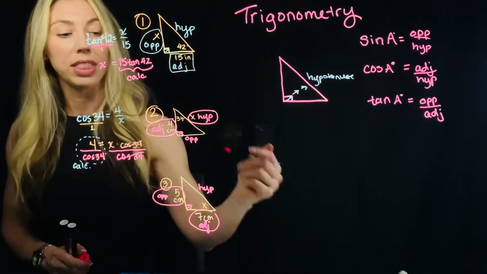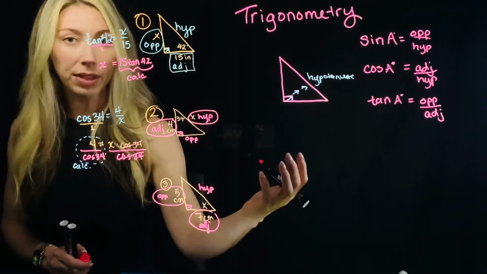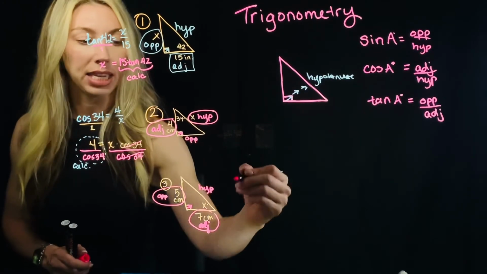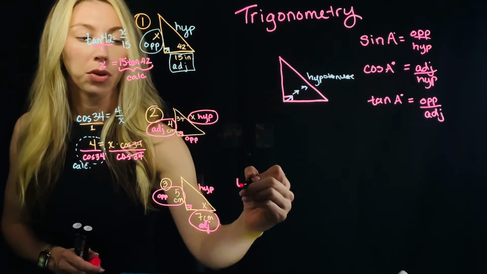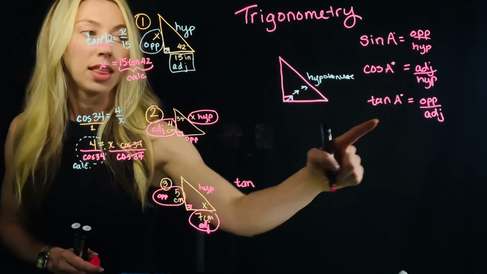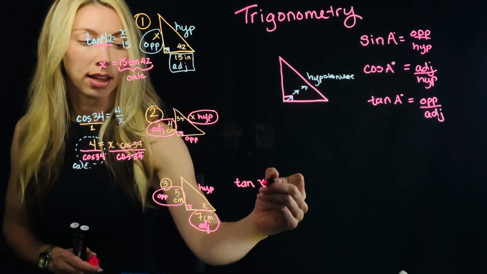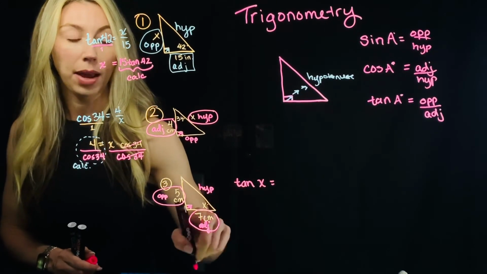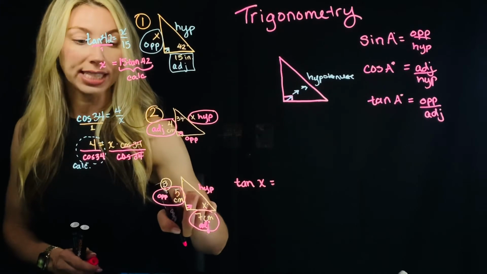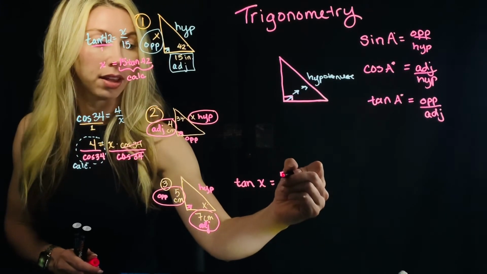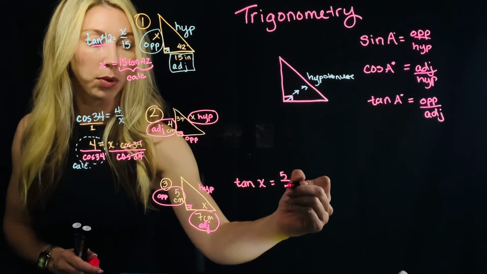So as I work this one out, I'm going to solve it the same way. I'm going to start by setting up the entire equation. So I'm going to write tan. The A is the degrees, which is x in this case. And then I'm going to set it up with opposite over adjacent. So the opposite is 5, and the adjacent side was 7.